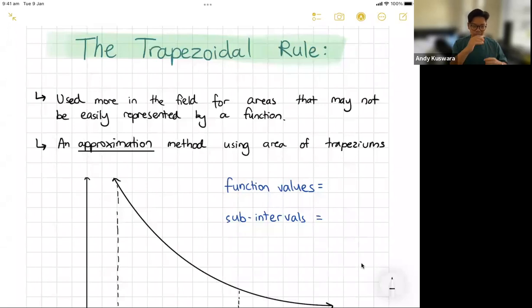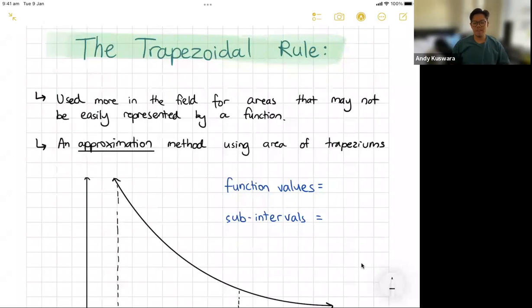It might not be a nice parabola or hyperbola. It might not be anything nice that we're familiar with integrating. It could just be a weird line, and we can still use the trapezoidal rule here. It's an approximation method using the area of, you guessed it, trapeziums, trapezoids, these ones.